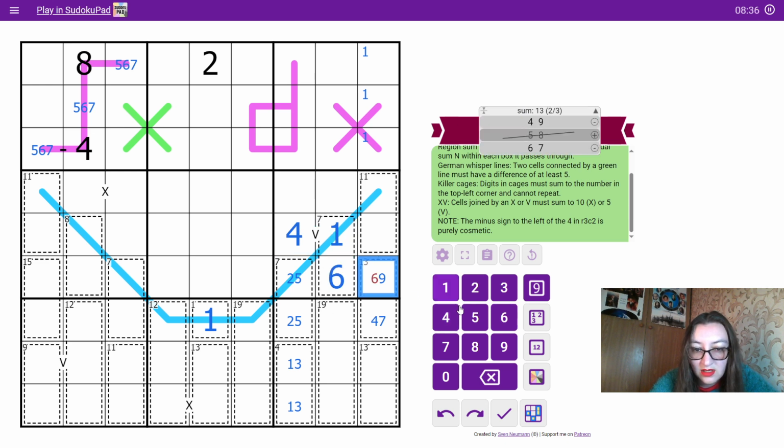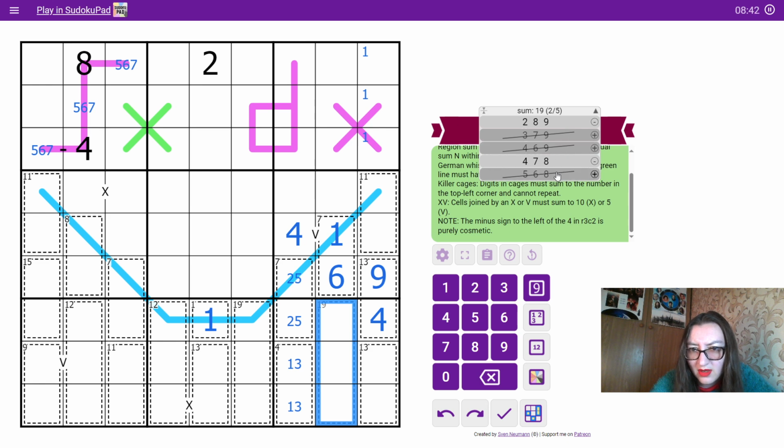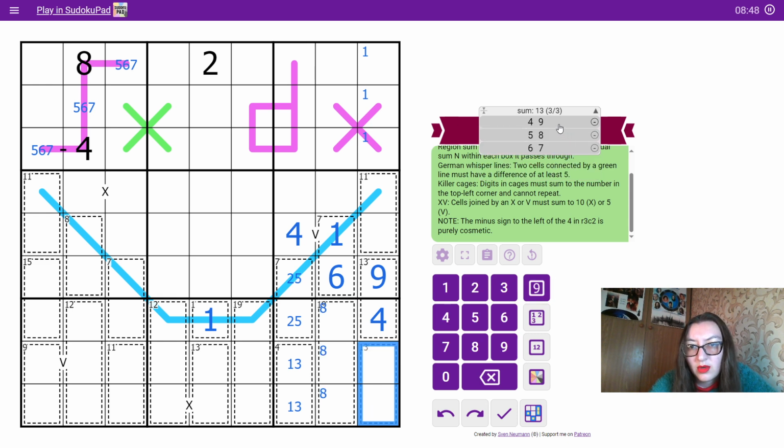Okay, so we're getting somewhere. So that's a 9, and a 4. That's way more progress than I made last time, I think. That scares me a bit. So we have an 8 in this cage. We can't have 4, 9, or 8, so that is a 6, 7 cage.